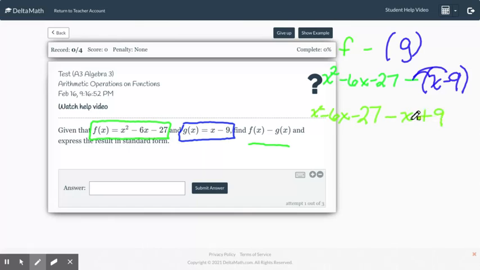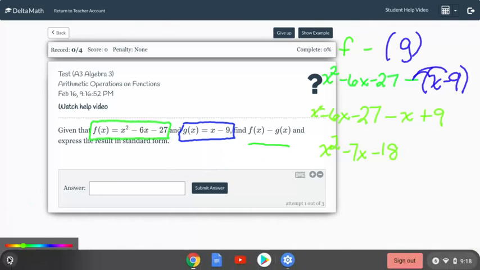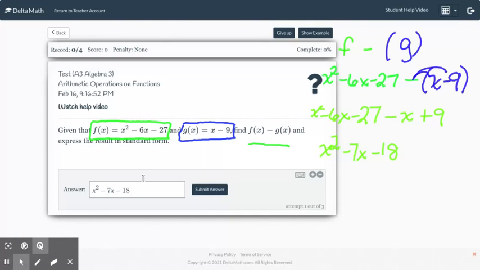And now I can just combine like terms. So x squared, negative 6x minus x is negative 7x. Negative 27 plus 9 is negative 18. Then I'll enter it and check. So we will check.